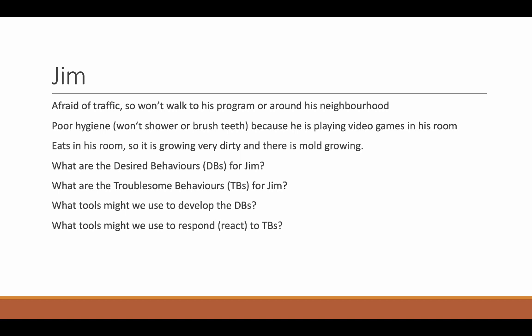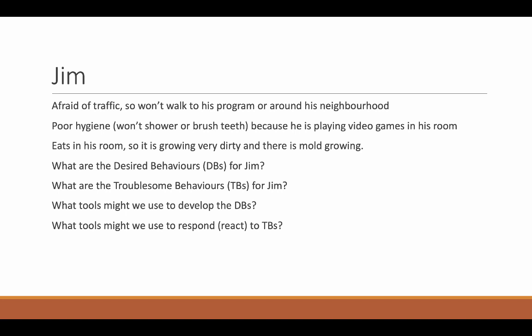So there are four questions I'd like you to try and answer. First, see if you can define the desired behaviors for Jim. Second, see if you can define the troublesome behaviors for Jim. And remember, behaviors are things that we can observe. They're not things that people think or feel, but specific, concrete, observable things. We can measure them, for example.